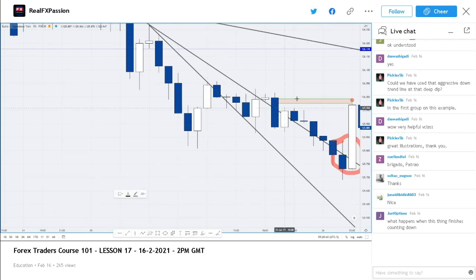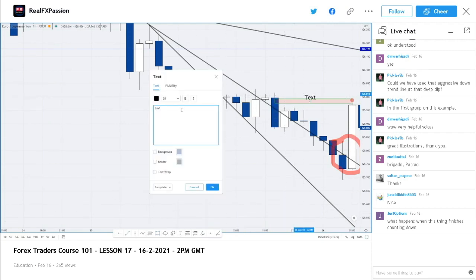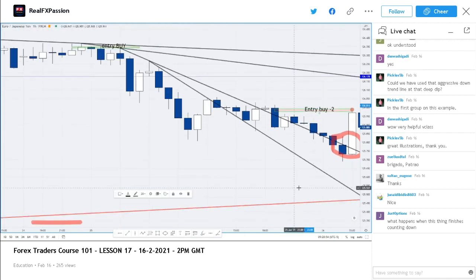Come on, TradingView text. Okay, so this is our entry. Entry buy 2. Okay, where does the stop loss go? Stop loss goes below the uptrend line. So this is our stop loss.